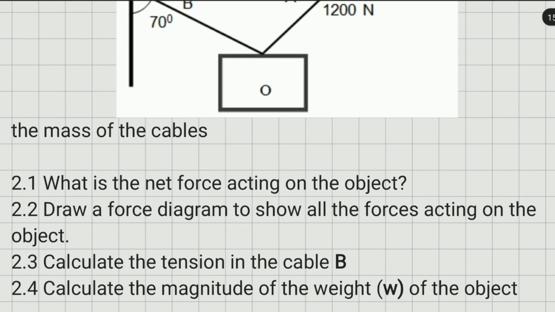What is the net force acting on an object? So we don't even have to continue reading. We can say that F net is equal to 0 because the object is at equilibrium. And remember, we said if the object is at equilibrium, the net force is equal to 0. Draw a force diagram to show all the forces acting on the object.